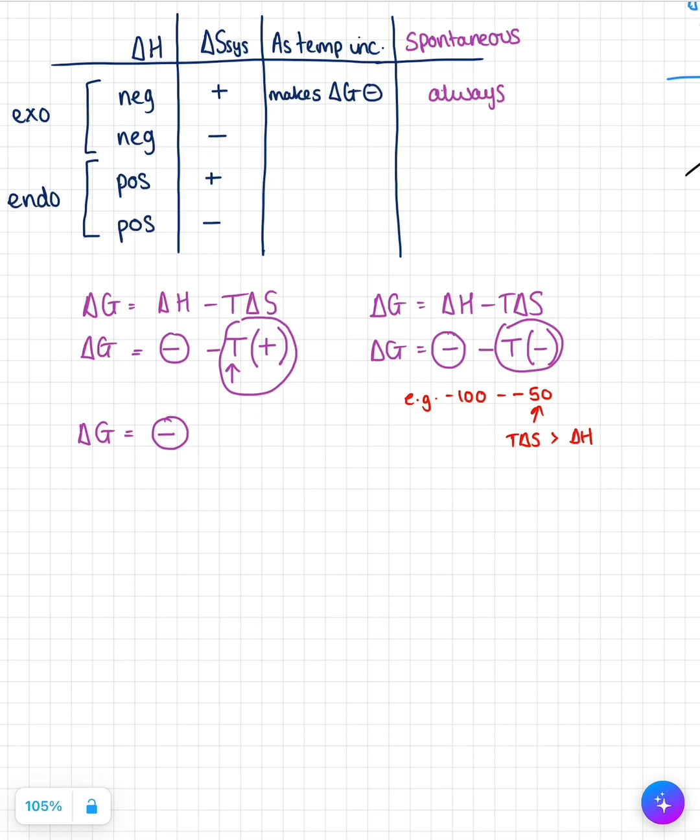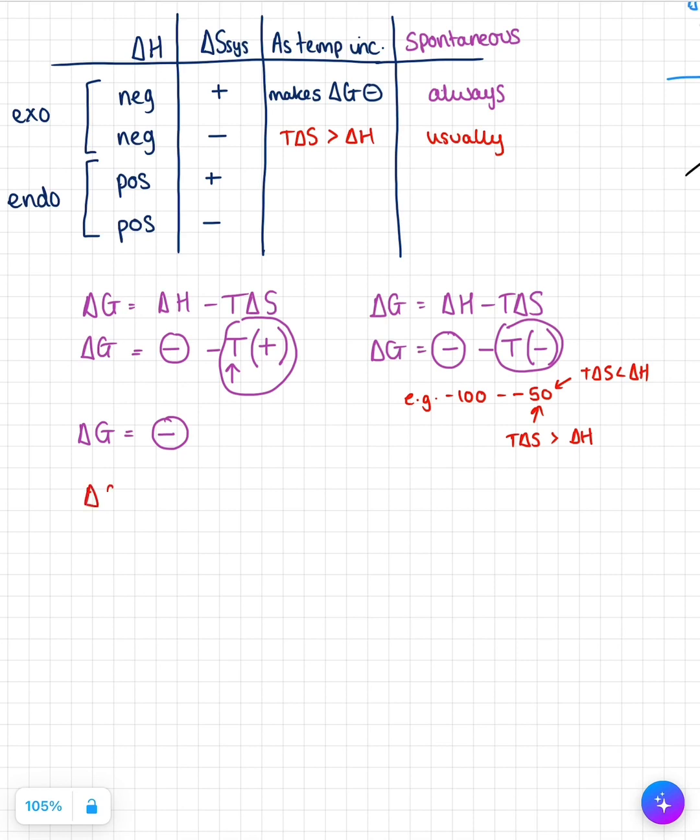But what about if we have a larger value for T delta S? By larger value, I mean a more negative value. So a more negative value, so it's going to be much less than our delta H. Then we would end up with a Gibbs that is positive. So only sometimes, it depends. T delta S has got to be greater than our delta H, so it will usually be spontaneous.